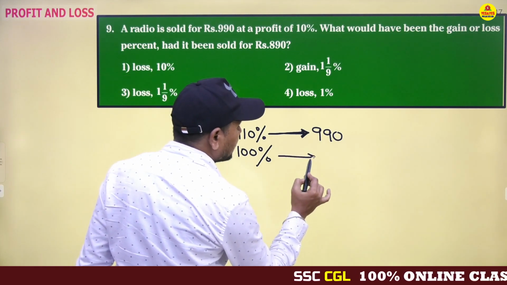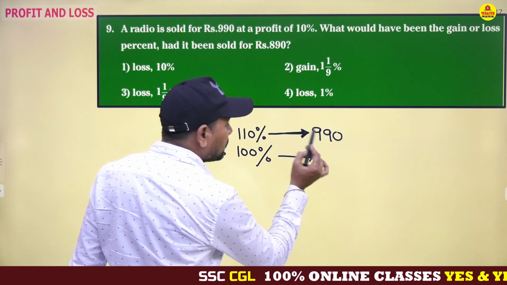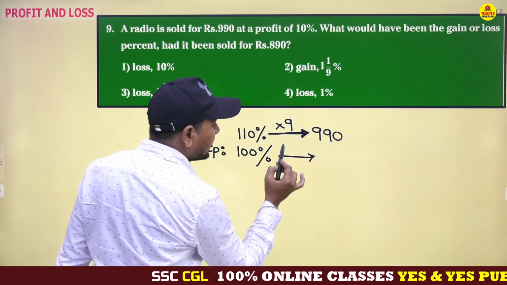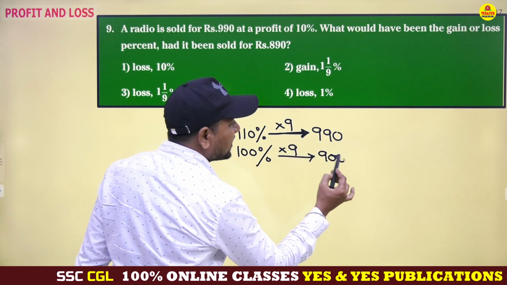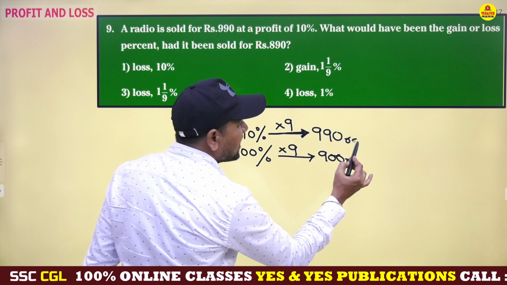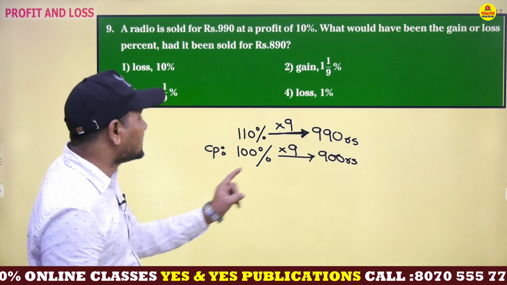Then 110% is equal to 990. 100% is equal to how many rupees? 110 to 990, how many times? 9 times. Here also multiply with 9. 9 into 100, how many rupees? 900 rupees. Now the cost price is 900.